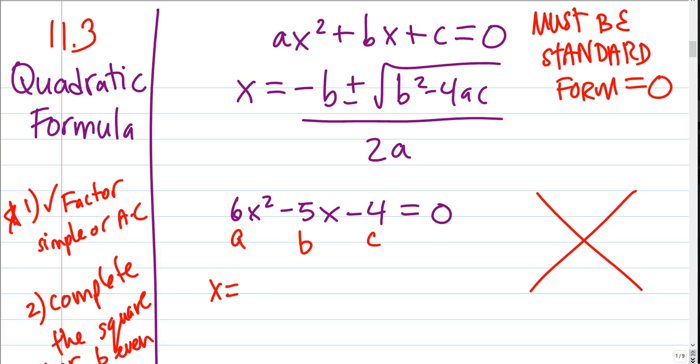So for section 11.3, we're going to be using the quadratic formula. I know some of you are saying, finally. But I'm going to encourage you that, first of all, to use the quadratic formula, these questions must be in standard form: ax squared plus bx plus c is equal to 0. And then you plug it into this entire formula: x is equal to negative b plus or minus the square root of b squared minus 4ac, all divided by 2a.